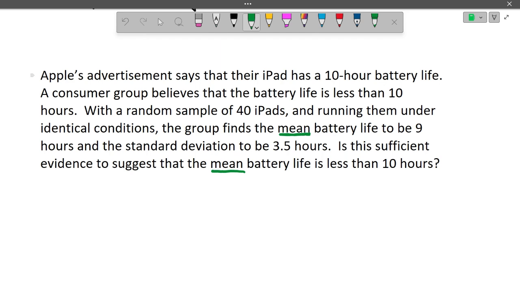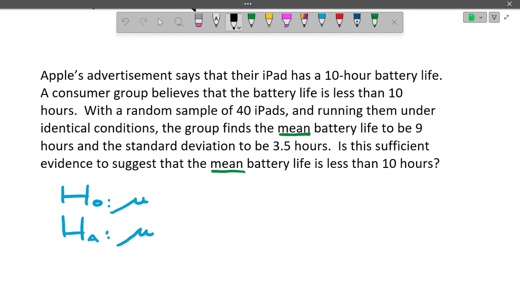All of these clues, the quantitative variable, the units, the mention of the word mean, let us know that our hypothesis statements will include our symbol mu, which is for means. That's the first thing. So we know which side of the fence we're falling on, proportions or means.